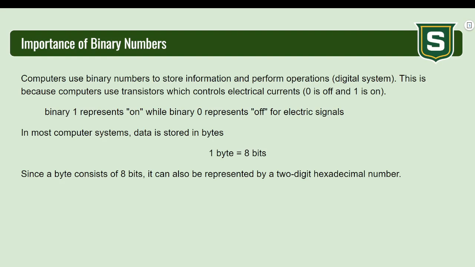So when we did binary addition, we talked about how each 1 and 0 is considered a bit. And in most computer systems, data is actually stored in what they call bytes. A byte, spelled B-Y-T-E, consists of 8 bits. So you might have a sequence of 8 ones and zeros, or you might see a 2-digit hexadecimal number.